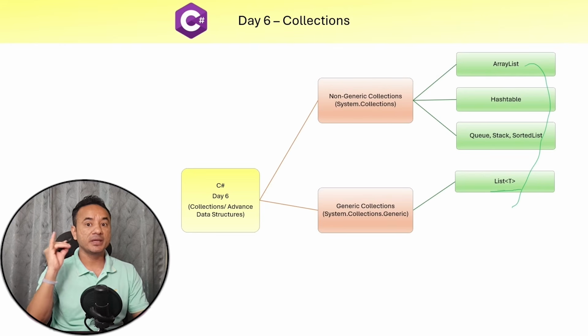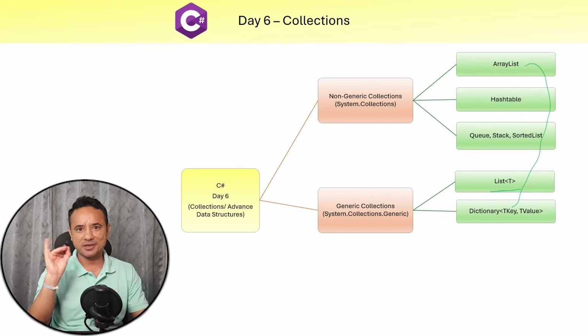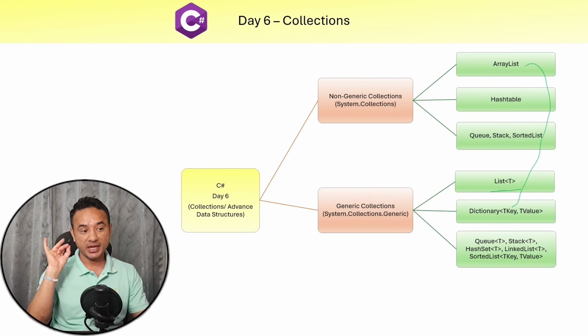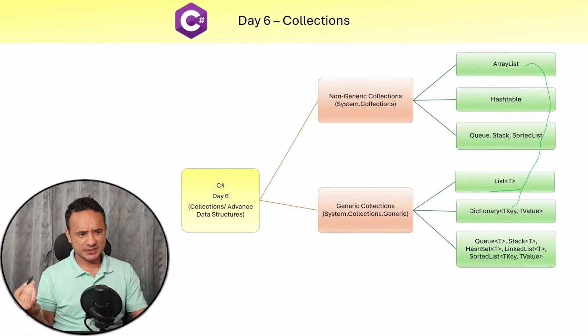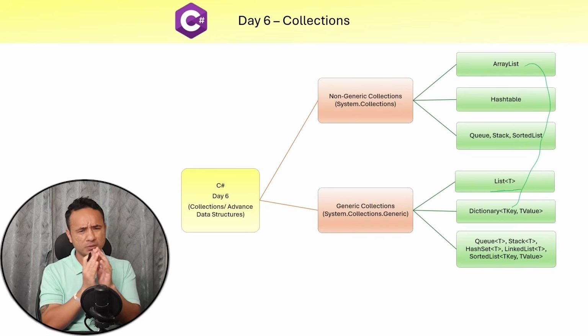It is a dynamic array that can grow and shrink. Then comes dictionary, which is something like a hash table, has keys and values, and again it is generic supported. Then we have queue, stack, hash set, sorted, and linked list. There are many, but list and dictionary are the most important ones. The rest, if you don't know, it is nothing to worry about.